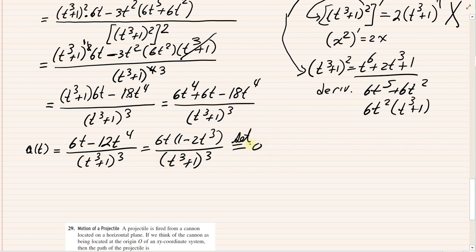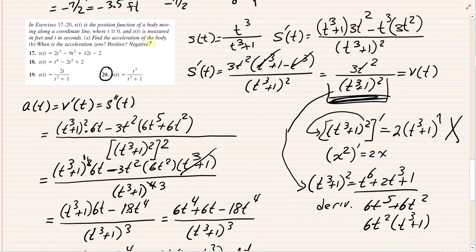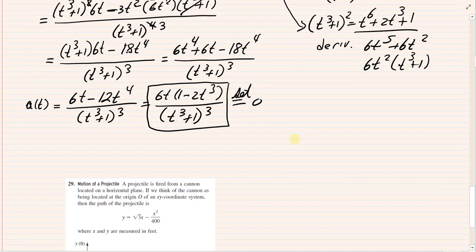This is the acceleration at any time. But again, the question is asking, find the acceleration of the body, which we just did. And when is the acceleration 0, positive or negative? Just like with the velocity. But this is the acceleration function right there. Okay, now if I set it equal to 0, then I'm going to get the parts where acceleration is 0. Now, in a fraction, the only way a fraction can be 0 is if the numerator is 0.